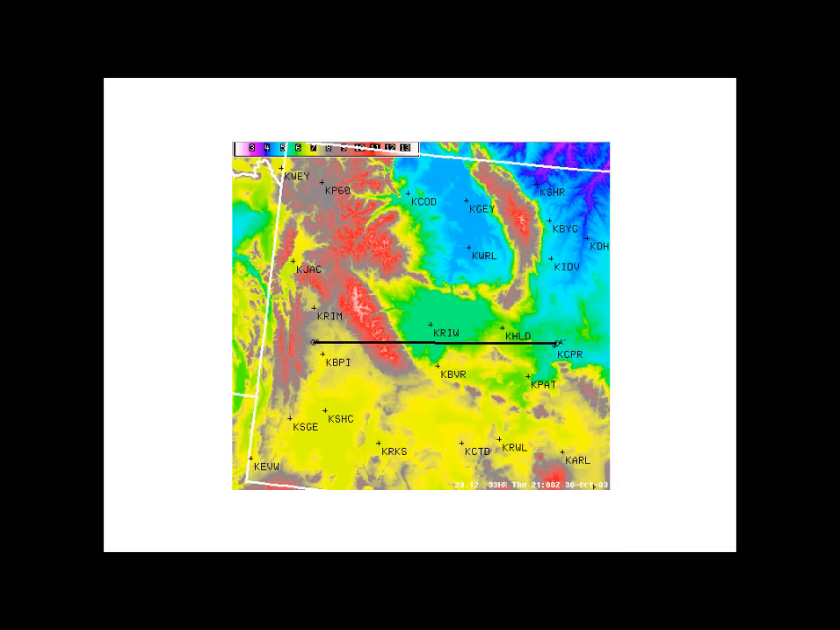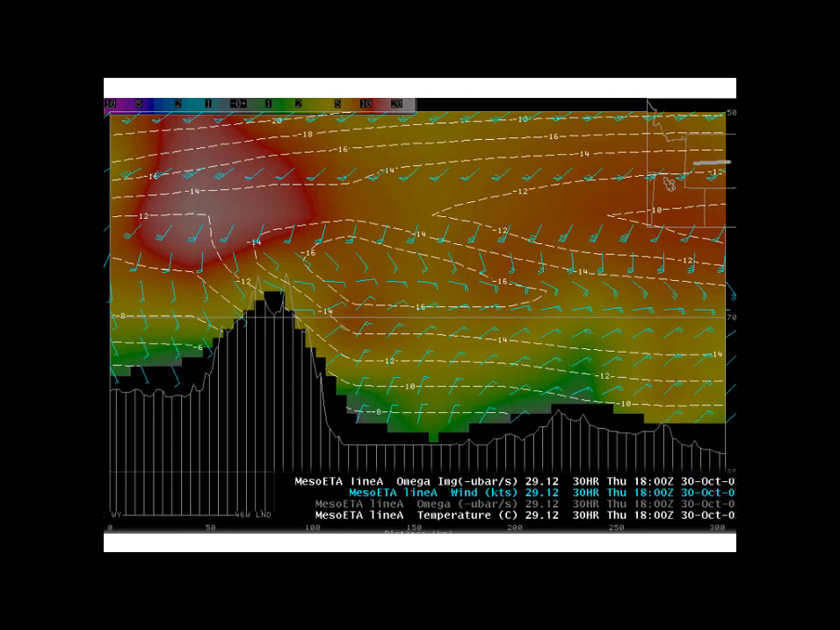Next, I want to show a cross-section that goes from Casper, which is right here, over towards the Big Piney area right here. Notice the middle of it is just south of Riverton, and it does go through this mountain range right here. Here's that cross-section I just described, and what we're looking at here is isotherms in the dashed brown, winds, and also omega, which is shaded.